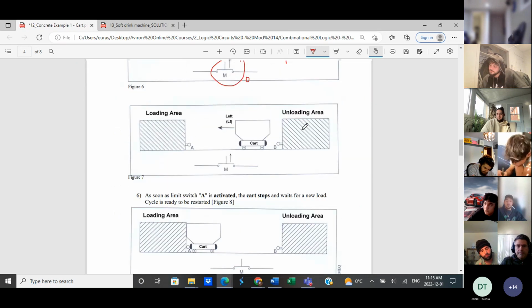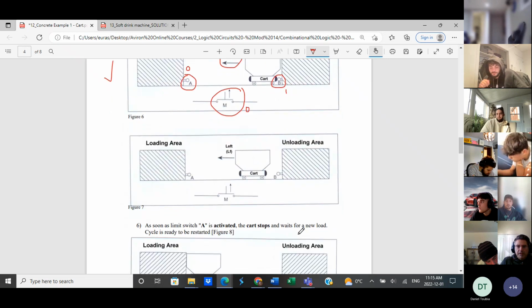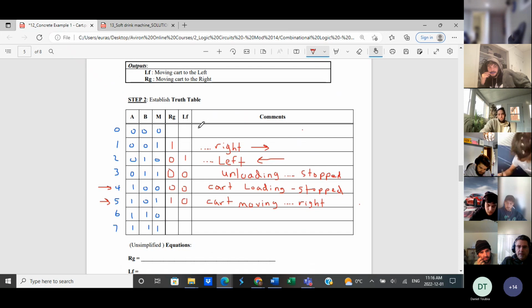Go back to the next one. This one here is done. Have a look at the next one. So the cart continues moving left. Therefore, now limit switch B is completely disengaged, but I'm not quite at A yet, and I'm not pressing the button. So this is basically 0, 0, 0. At 0, 0, 0, the cart has to continue to go left.